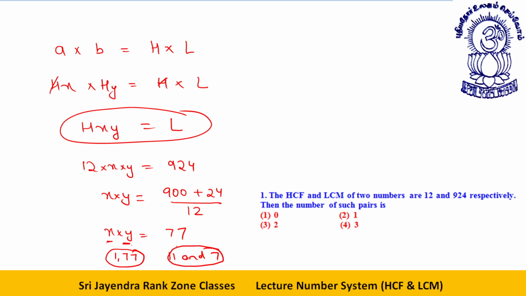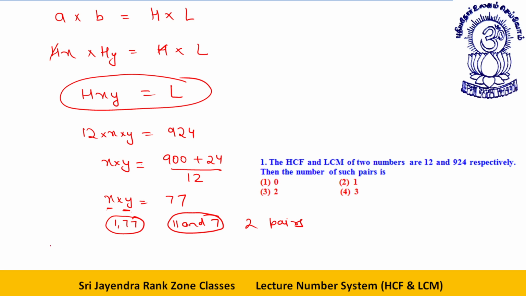So from here, what do I get? I get two pairs. Therefore, the two pairs of numbers are: one pair is a = 12x, b = 12y. This is x, this is y. One number is 12, the other number is 12 into 77. The other is a = 12 into 11, b = 12 into 7.